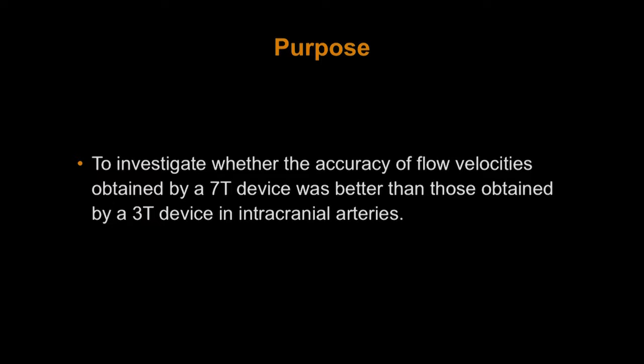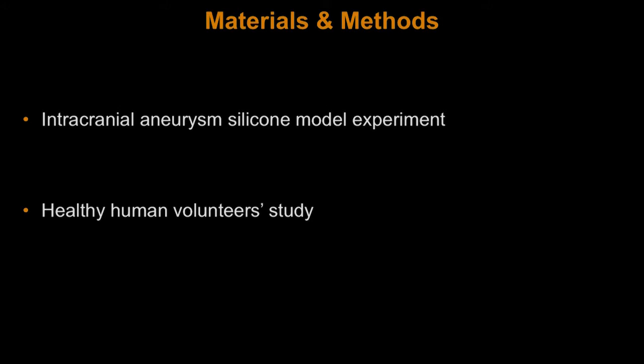The purpose of our study was to investigate whether the accuracy of flow velocities obtained by a 7T device was better than those obtained by a 3T device in intracranial arteries. We performed the intracranial aneurysm silicon model experiment and healthy human volunteer study.